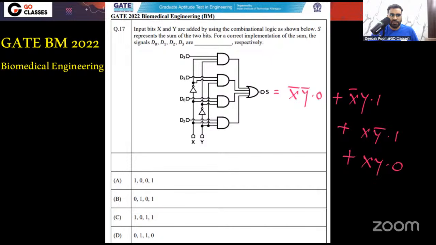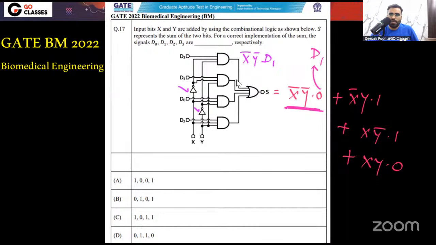Okay, so let me tell you a very simple point here. Now in this circuit, look at this AND gate. What are the inputs to this AND gate? X bar, because there is an inverter here. So don't forget about this inverter. So what is the output here? The output here is x bar y bar d1, right? So now you can check x bar y bar d1. This 0 is the d1, so d1 will be 0.